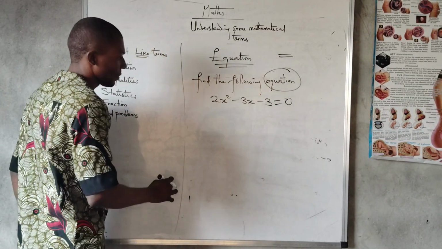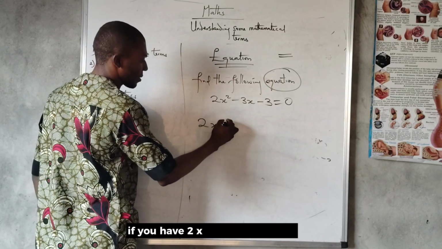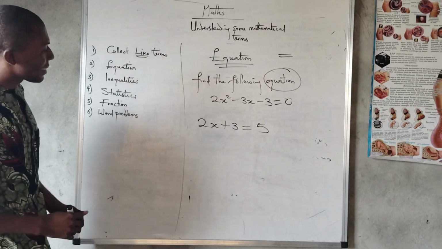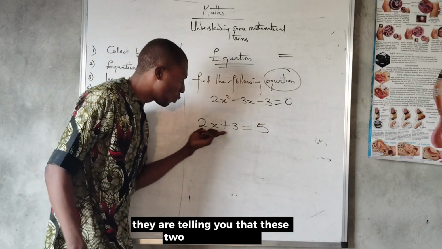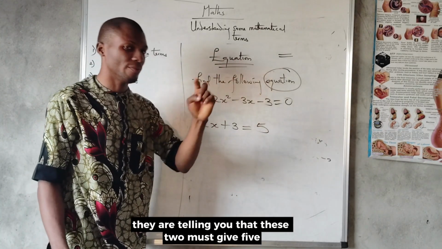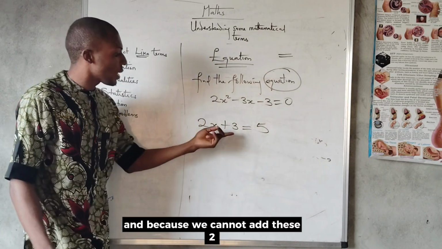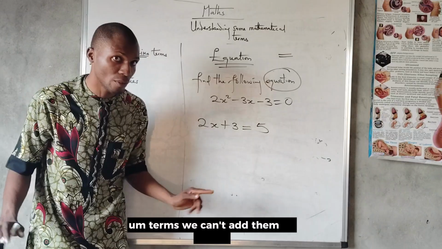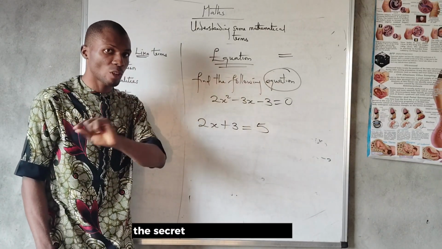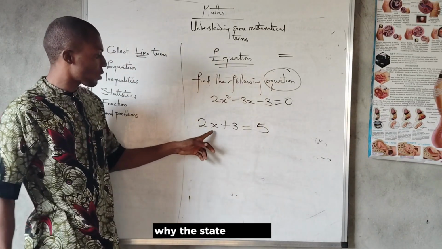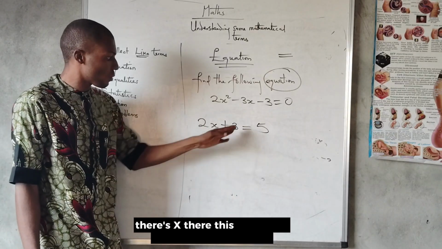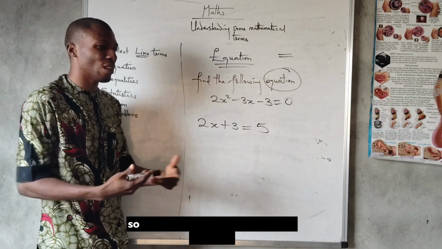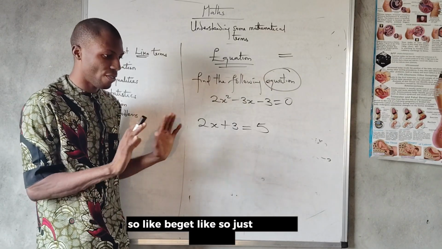So let's now see another thing. If you have 2x plus 3 equals 5, they are telling you that these two must give 5. And because we cannot add these two terms, of course, remember what I told you, the secret of collecting like terms. The 2x has x there. This one doesn't have x. You understand? So it's not like. Like becomes like, so just leave it like that.